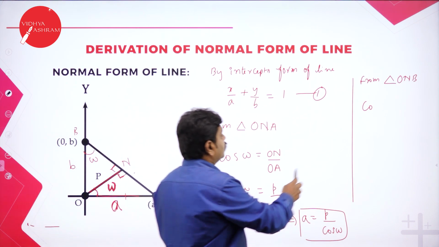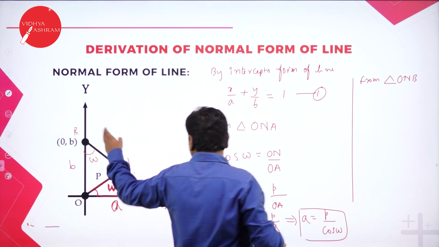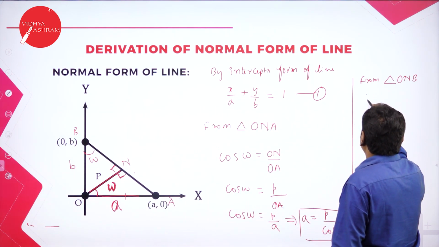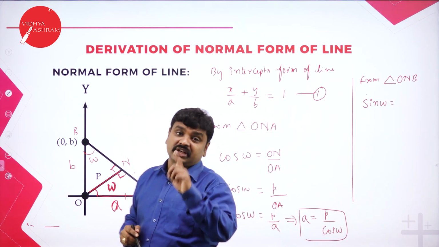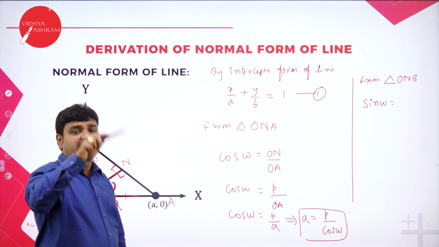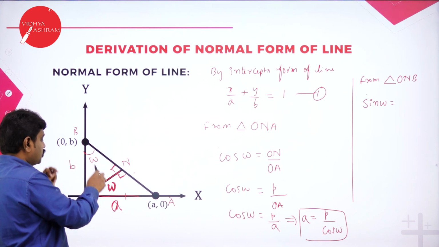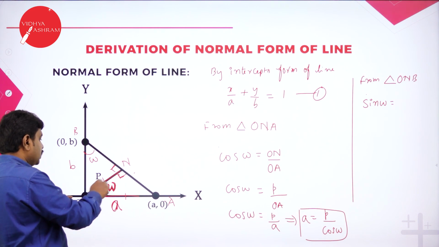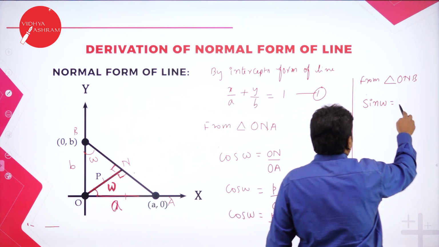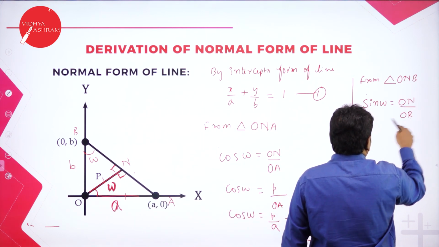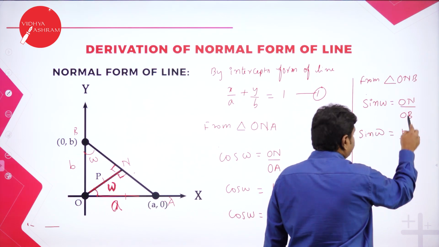Now from the above triangle OBN, from triangle ONB, apply sine omega. What is sine? All of you know what sine theta is: opposite by hypotenuse. In trigonometry you have studied that sine is opposite by hypotenuse. For omega, what is the opposite side? For this omega, the opposite side is this ON, and the hypotenuse is the side opposite to 90 degrees. So ON divided by OB. ON divided by OB, and substitute. So sine omega is equal to ON is P and OB is B.